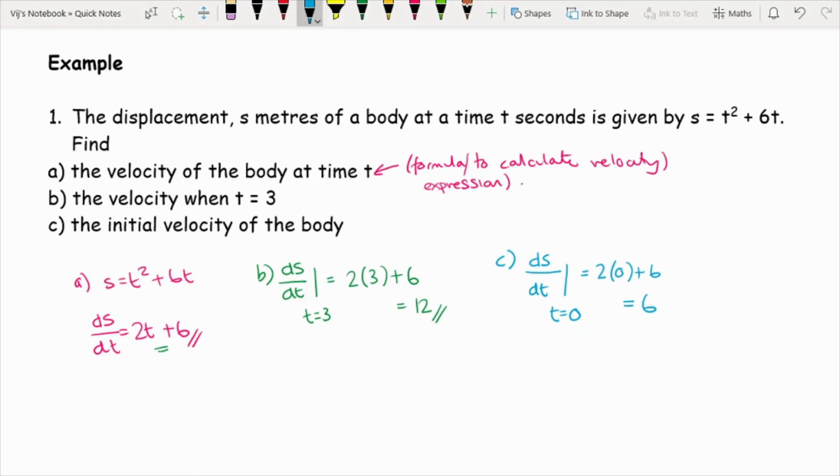Now in terms of units, which I've not put on here and really I should have done, as you can see my s is measured in meters and my time is measured in seconds. So when working out the units for velocity, it's going to be meters per second, or I could write ms to the power of -1. It's always worth making sure that you recognize the units. Because we're dividing meters by seconds, you can write it as m over s or ms to the power of -1.